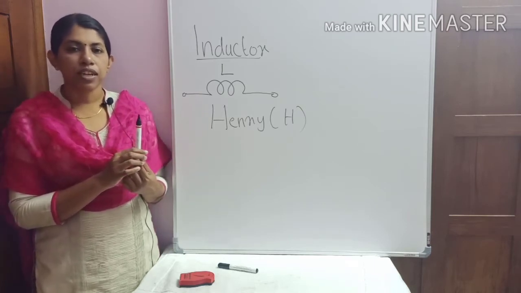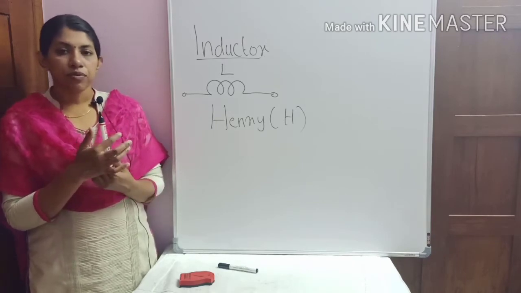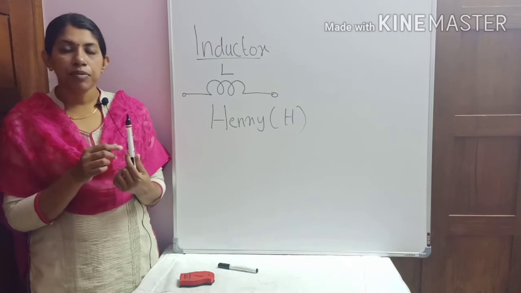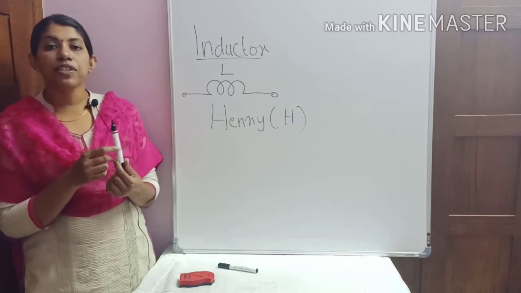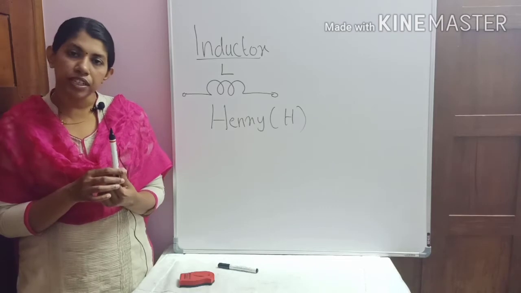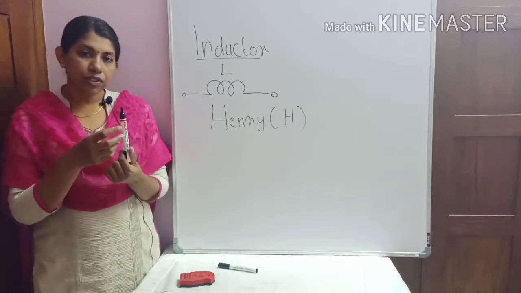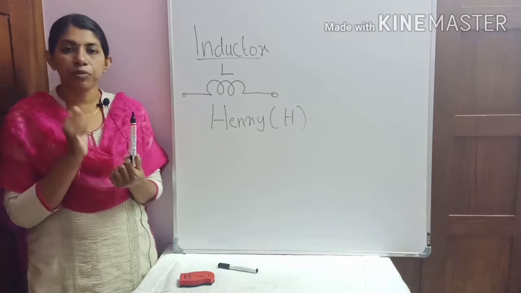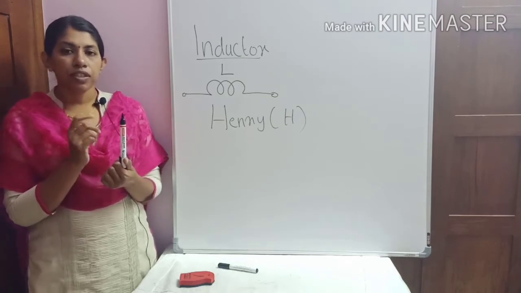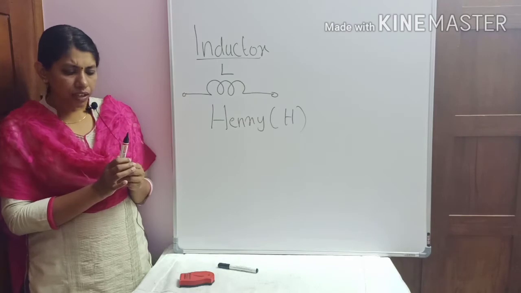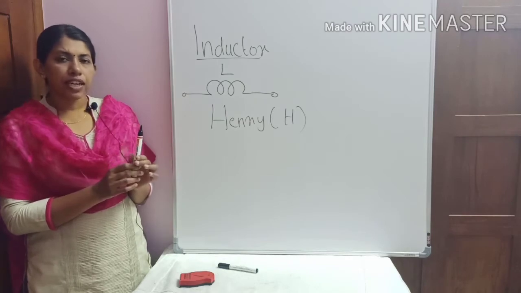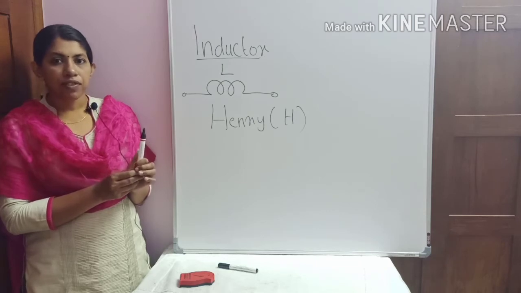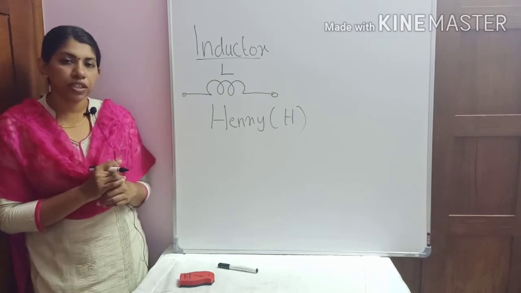When the magnetic lines of force are cut, or when the magnetic lines of force change, an EMF will be induced, and this EMF is called the back EMF or counter EMF. The direction of the induced EMF is always such that it opposes the cause producing it, like it opposes the applied voltage. When the current increases, the magnetic flux also changes. When the magnetic flux changes, a voltage will be induced in the conductor.